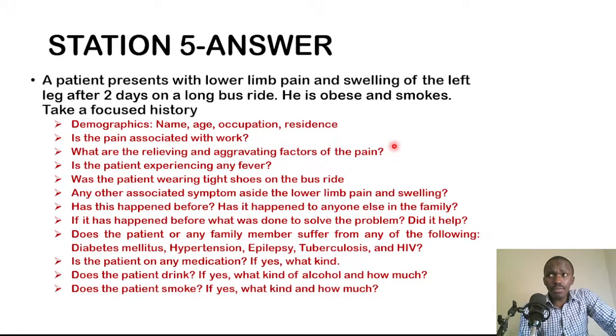Is there any history of anyone else in the family having a similar condition? And if it has happened before, what was done to solve the problem? Did it help? And does the patient, or any of the family members, have the following things? A history of diabetes, these are risk factors of DVT. A history of hypertension, a history of epilepsy, a history of TB, and a history of HIV.